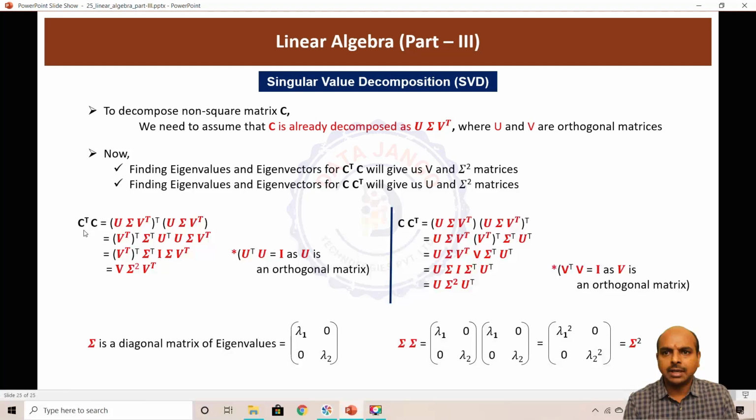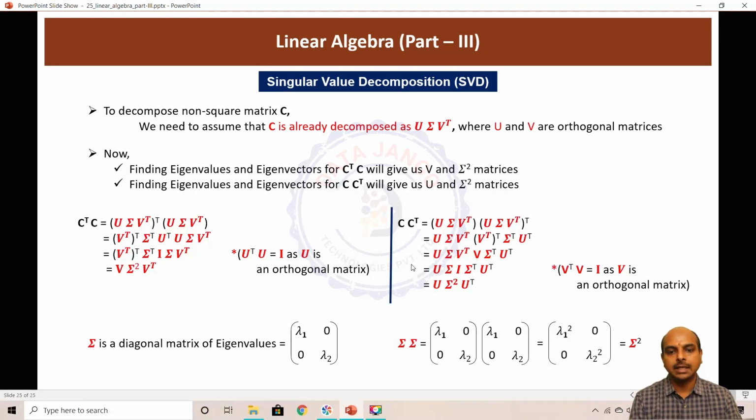What is C transpose? N by M. If your matrix C is M by N, the dimensionality of C transpose is N by M. When you multiply C transpose with C, N by M into M by N, you get an N by N matrix, with N number of columns. You decompose that into eigenvectors and eigenvalues. You get a maximum of N vectors of size N.